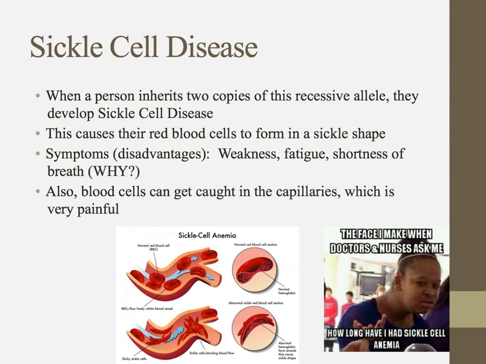Now, this gene is a recessive allele. So in order for a person to show the traits of sickle cell disease, they have to get 2 copies of the recessive allele. And so this is a genetic disorder. So this is going to be present from birth. Okay, and so people that have sickle cell often have weakness, fatigue, shortness of breath.